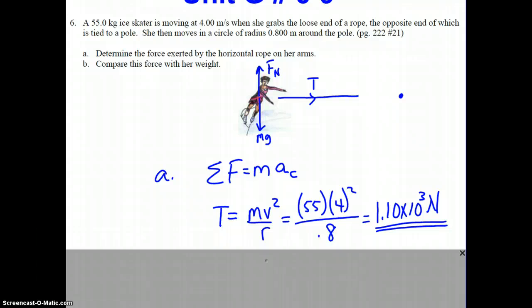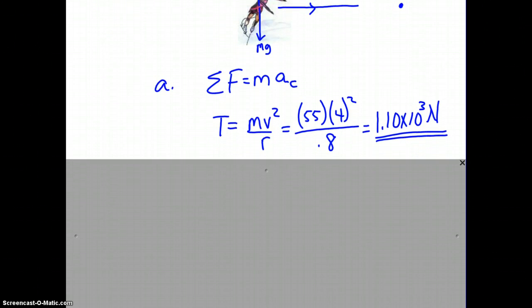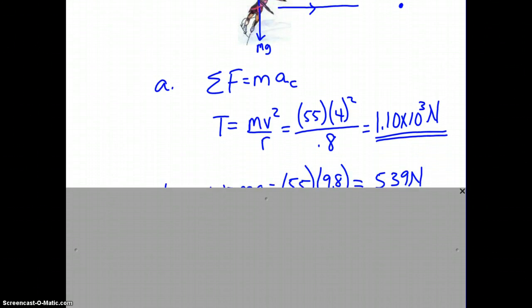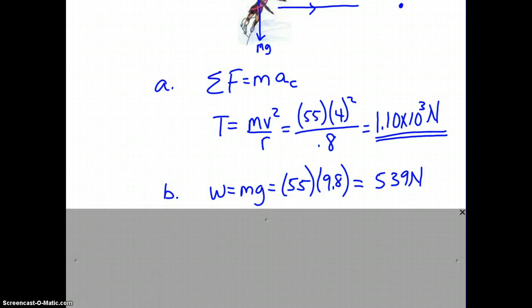Part B asks us to compare this force with her weight. So the first thing we're going to do is calculate her weight. W equals mg. 55 times 9.8 is 539 newtons.